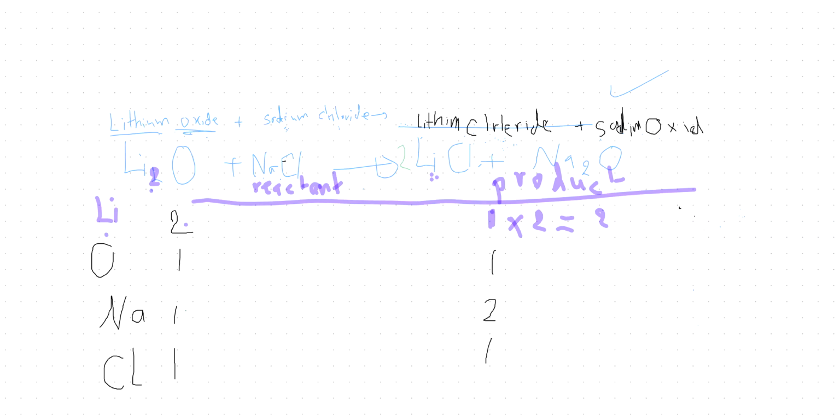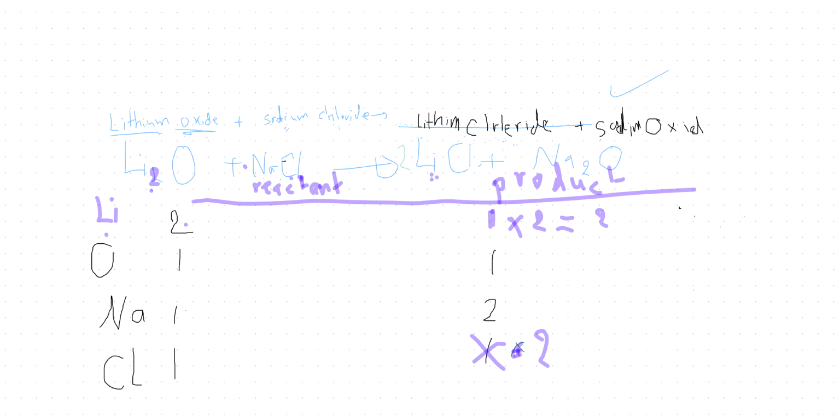Are you sure? Here, chlorine, how many? Oh no, it's going to change, sorry. Here we have chlorine 1 on the reactant side, but on the product side it's going to be 2. So here it's going to be times 2. You didn't multiply it by 2. I have to change it.